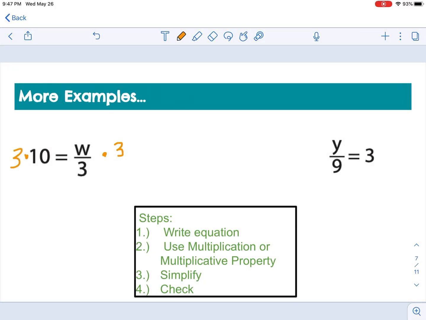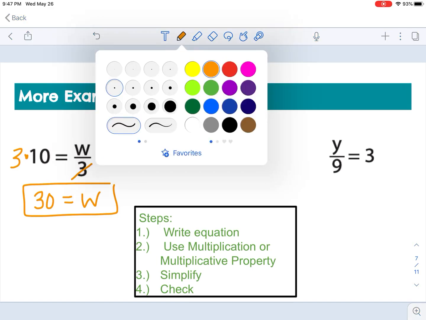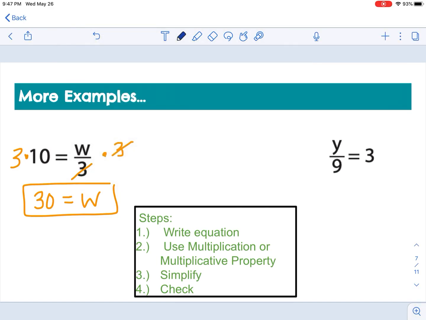Okay, so on the left side, I have 3 times 10, which is 30. And on the other side, this 3 and this 3 are going to cancel each other out. And I'm left with a w. So 30 is w, or w is 30. We don't need to simplify. Step 3 says simplify. Number 4 says check, so I'm going to plug it back in. 30 divided by 3 is 10, so I know that I got it right. Let's check the second one now.